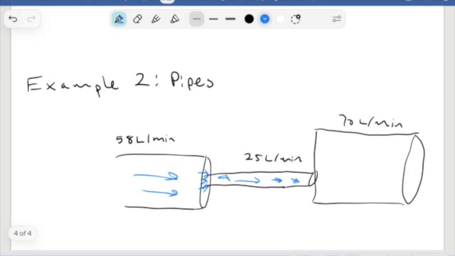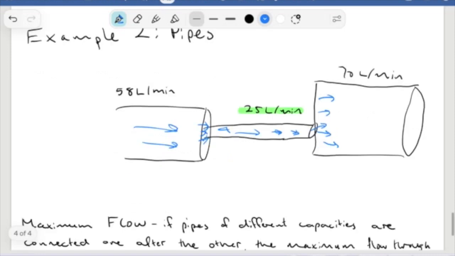So even when we get out to here, the water is still flowing. It's limited by our smallest pipe. So even as it exits, even though there's more space in this pipe, the water's still flowing out at a rate of 25 liters per minute because this middle pipe is like our limiting step. Because the rate's so much lower, it affects the flow through the entire network.